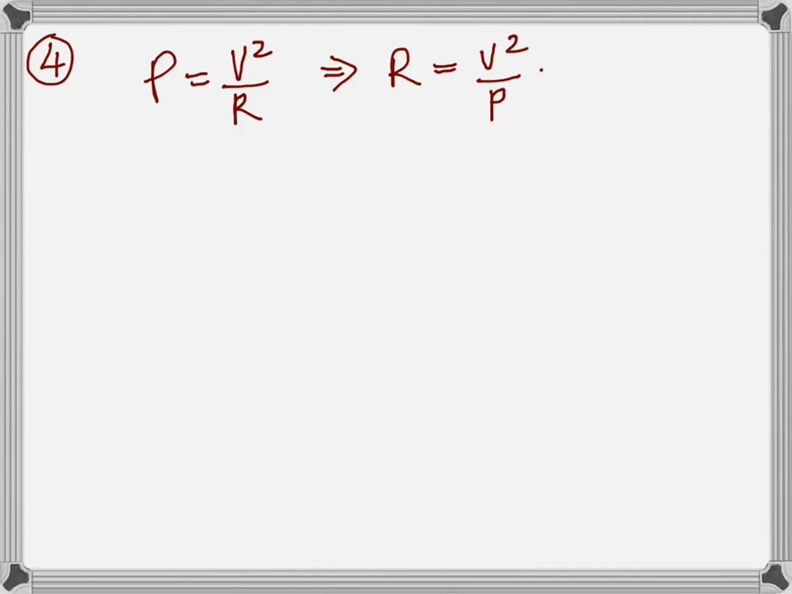In number 4, you buy this light bulb in Europe, but you want to use it in the US. Now, remember that for the light bulb, the resistance does not change. So that is what we try to find first using the formula for power.